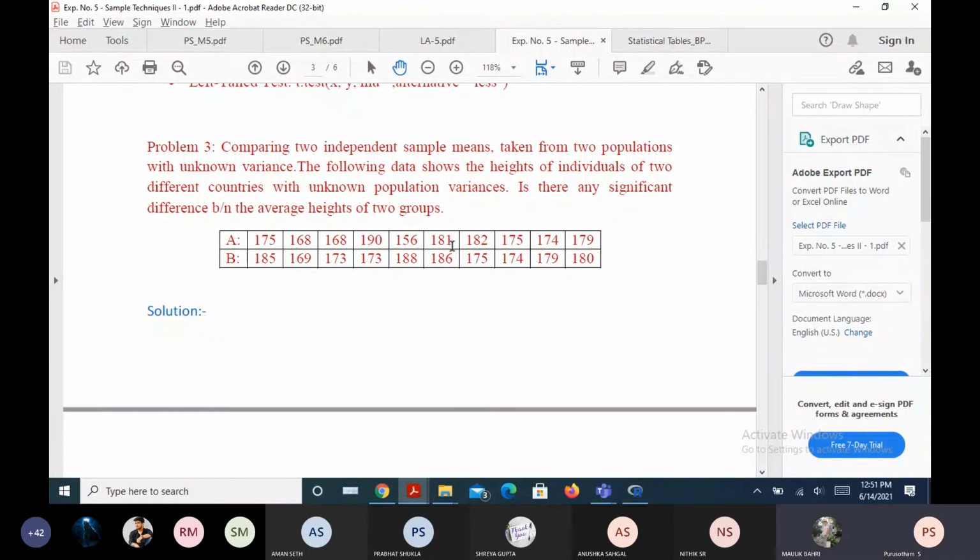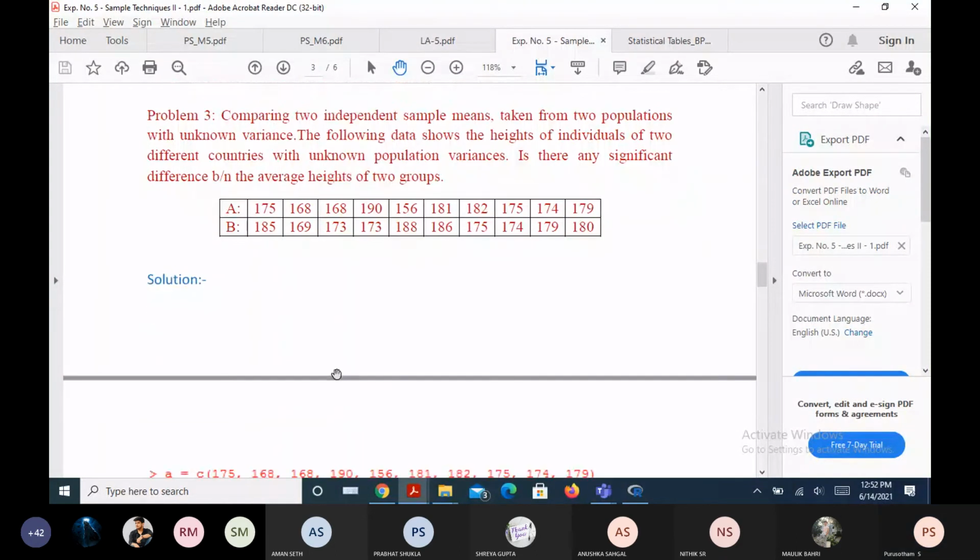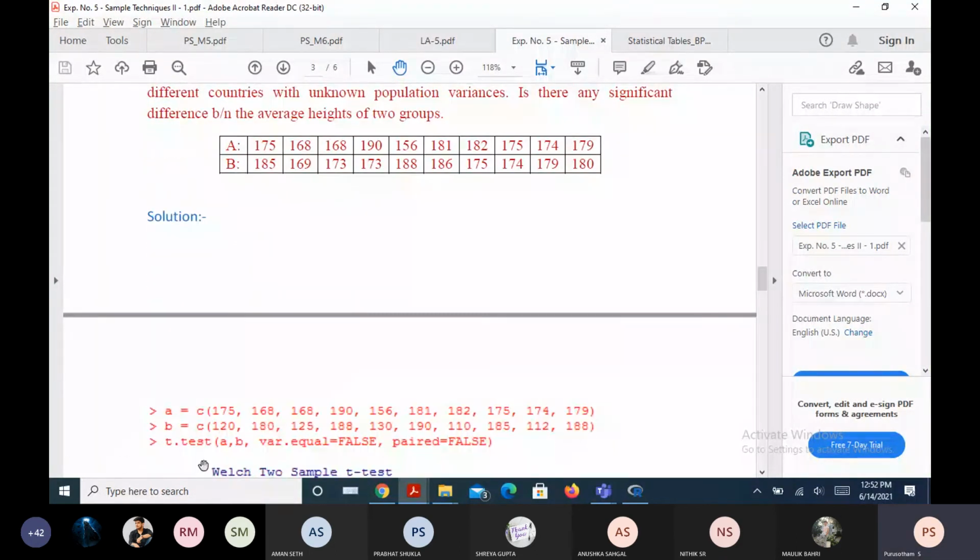Sir, so we have to use the formula. There's no direct code. You are going to assign the A sample data to a variable A and the B sample data to a variable B. The formula you need to use is t.test(A, B, var.equal = FALSE) if you are writing it. What does it mean? You are going with an assumption that the population variances are unequal.